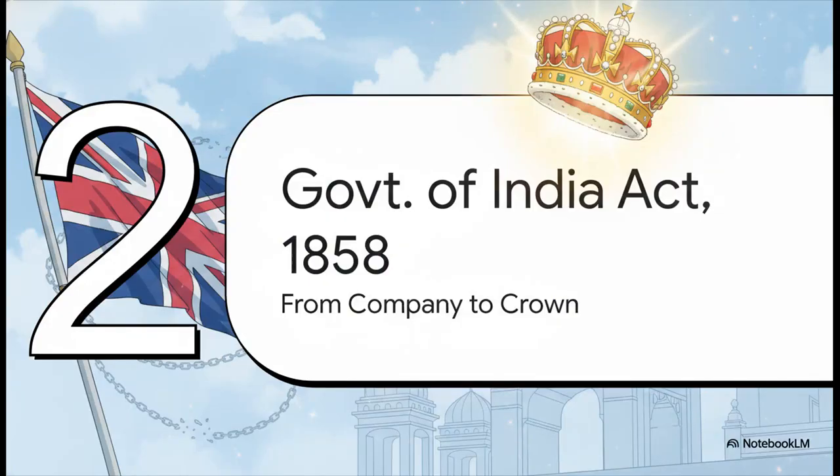All right, let's jump forward almost a century to 1858. The trigger for this one was massive, the Revolt of 1857. The British government was completely shaken and decided the East India Company's rule was over. Period. This act represents the single biggest power shift in the entire history of British India.